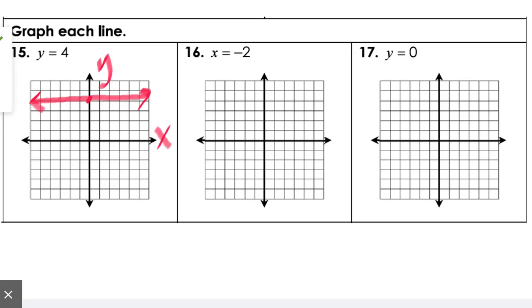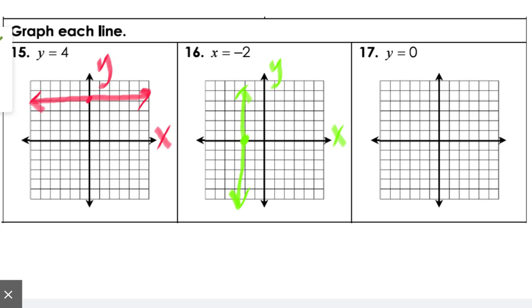Okay, now for the next one, we have x is equal to -2. So we have x-axis, y-axis. You go to the x-axis because it's x equals -2. You draw a point on that x-axis, and this is going to be a vertical line going straight up and down.